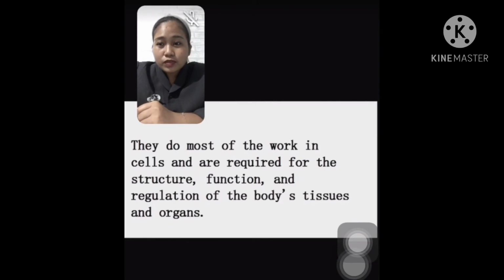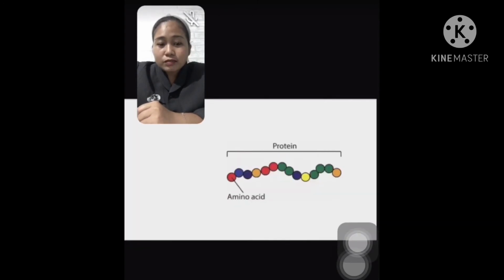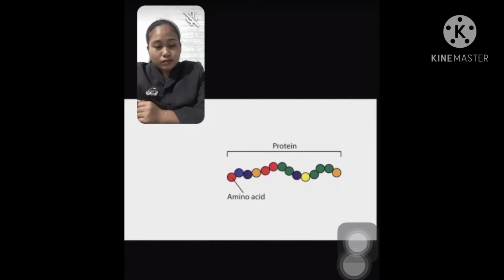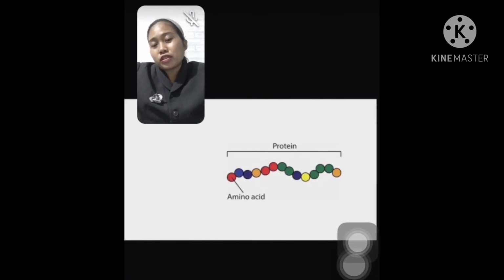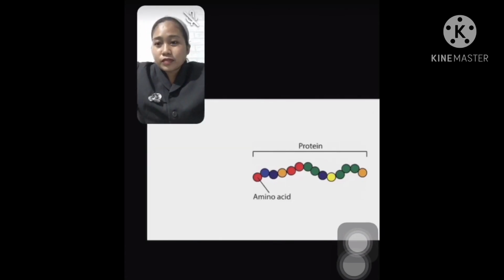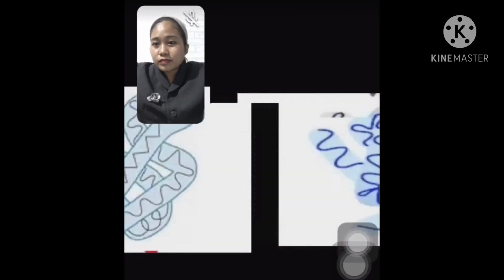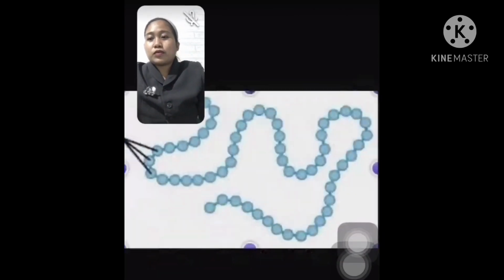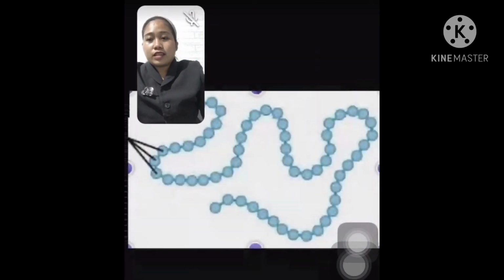So now I'm gonna show you some images, and you're gonna tell me whether it is the primary structure, the secondary, the tertiary, or the quaternary. So here, this would be the first picture.